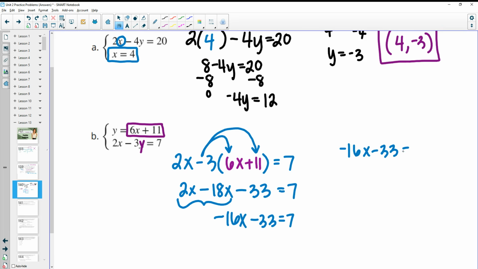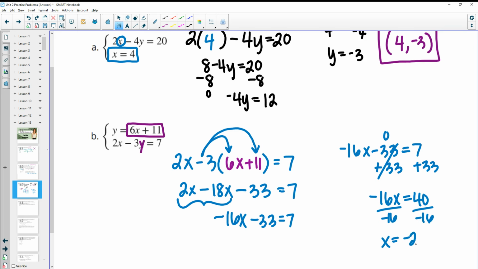The negative 33 and the 7 are like terms, but they're on opposite sides of the equation. So we want to zero this one out. Negative 33 plus 33 gives us 0, and negative 16x plus 0 is just negative 16x. 7 plus 33 is 40. Then we'll divide both sides by negative 16, and we get that x equals negative 2.5.